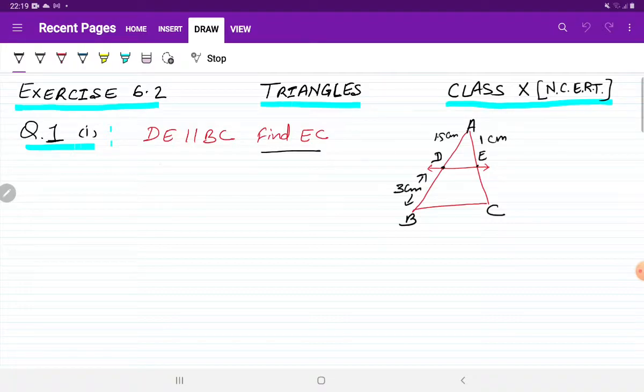Our question is the first part of the first question: in triangle ABC, DE is parallel to BC. This DE side is parallel to BC. This is given and we have to find EC. What is given? DE is parallel to BC. And what you have to find? Side EC you have to find. Okay, so we have the solution.